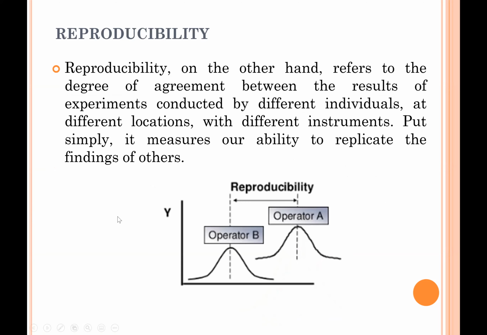Then we have reproducibility. Reproducibility, on the other hand, refers to the degree of agreement between the results of experiments conducted by different individuals at different locations with different instruments. So reproducibility का मतलब होता है कि अगर हम अलग लोकेशन पर जाकर अलग डिवाइस के साथ सेम मेजरमेंट करते हैं, so do we get the same results or not? So reproducibility is more related to the phenomena.